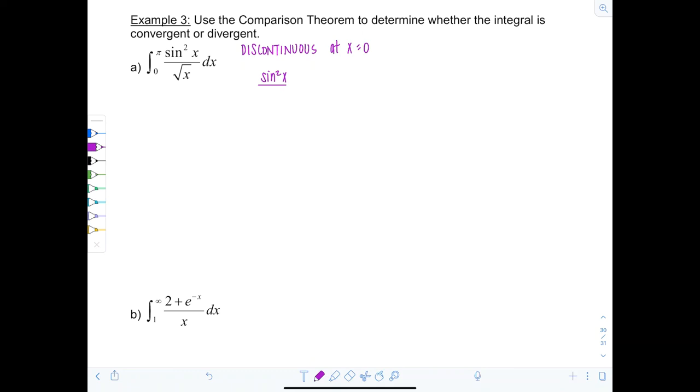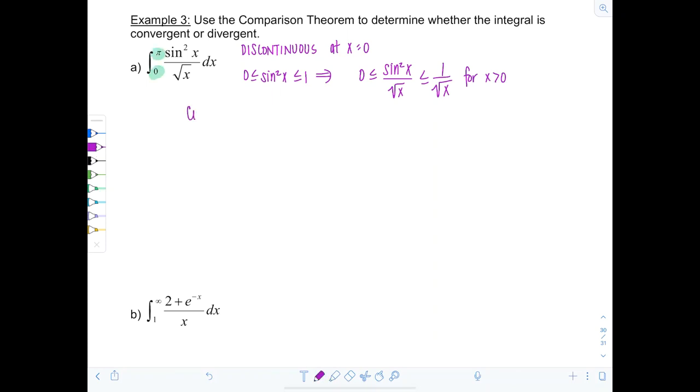So I can say, let me slow it down, sine squared x is always greater than or equal to 0, less than or equal to 1, which means that sine squared x divided by rad x is also going to be less than or equal to 1 over rad x for x greater than 0, which is all I care about, right? Because we're integrating from 0 to pi.